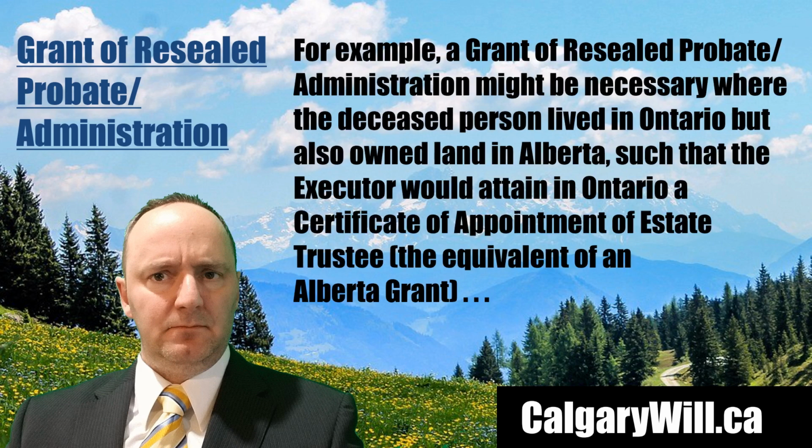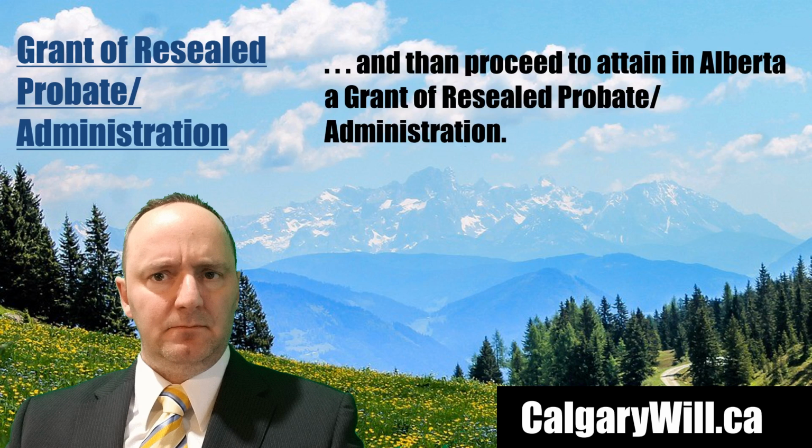For example, a grant of resealed probate administration might be necessary where the deceased person lived in Ontario but also owned land in Alberta, such that the executor would obtain in Ontario a certificate of appointment of estate trustee, the equivalent of an Alberta grant, and then proceed to attain in Alberta a grant of resealed probate administration.